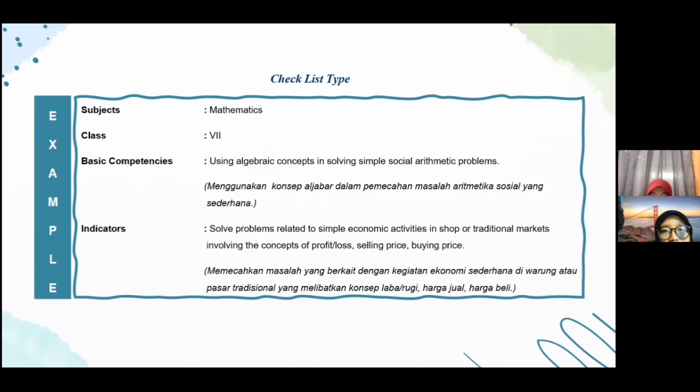We have the subject mathematics, class 7 grade, and basic competencies: using algebraic concept in solving simple social arithmetic problems. And the indicators: solve problem related to simple economic activities in shop or traditional market involving the concept of profit or loss, selling price, buying price.